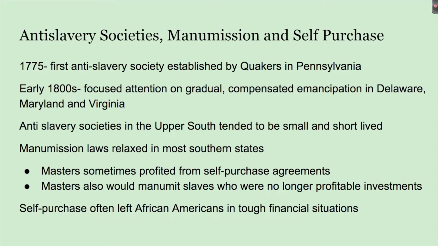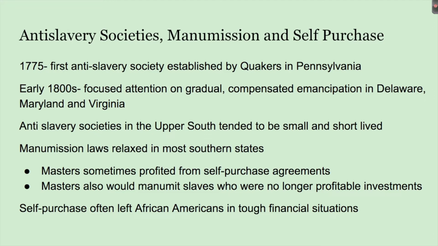And then by the early 1800s, you will start to see a movement towards gradual compensated emancipation in states such as Delaware, Maryland, and Virginia. So when we say compensated manumission or emancipation, it's going to be that the slave owners who free their slaves are then compensated financially for the loss of that slave. There will be an attempt to set up anti-slavery societies in the Upper South, but they were usually small and short-lived. And then in the Lower South, they're pretty much non-existent.